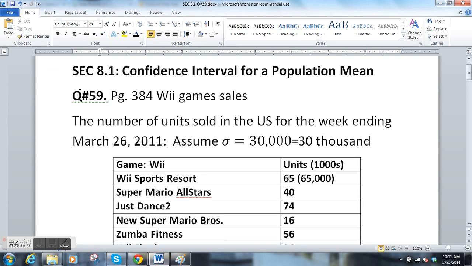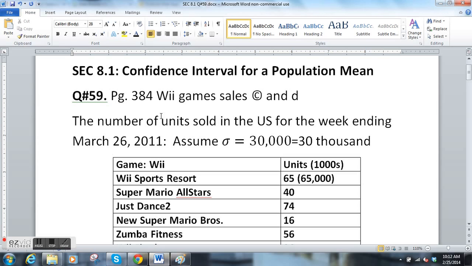Hi guys, here we are, section 8.1, confidence intervals for a population mean. This is question number 59 and I'm looking at parts C and D. This video will make more sense if you also looked at the previous video where I do part B, but here we are. Maybe you got part B just fine.